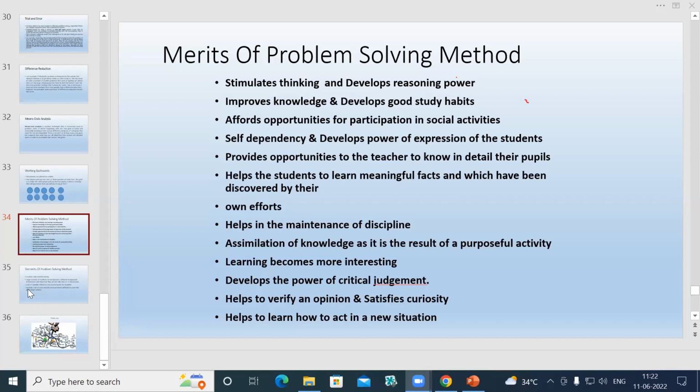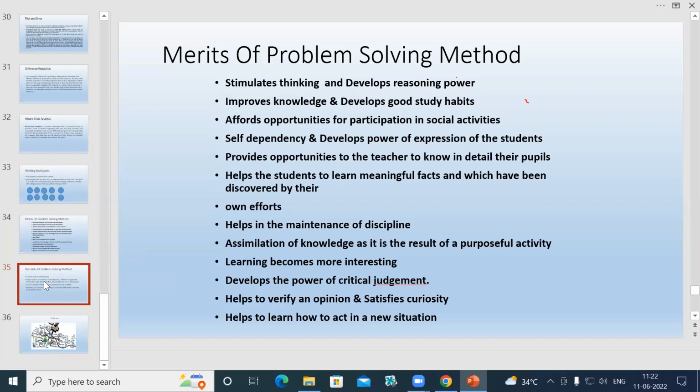So it helps to learn how to act in a new situation. Actually, the problem solving techniques are providing opportunity to have practice in analyzing as well as solving new problems. Okay, so this helps to learn how to act in new situations. But everything has positive and negative sides, so there are some demerits also.